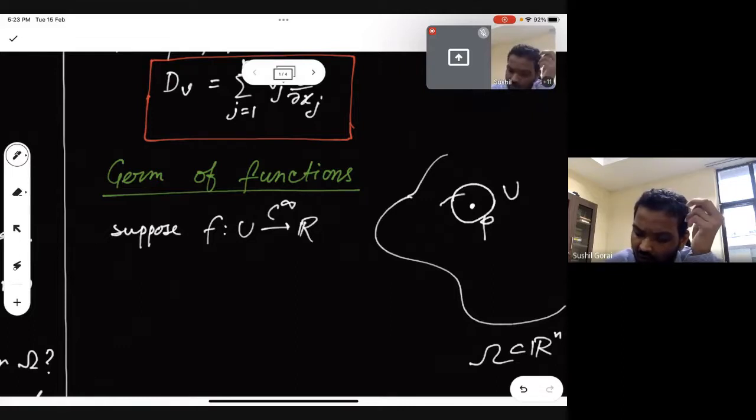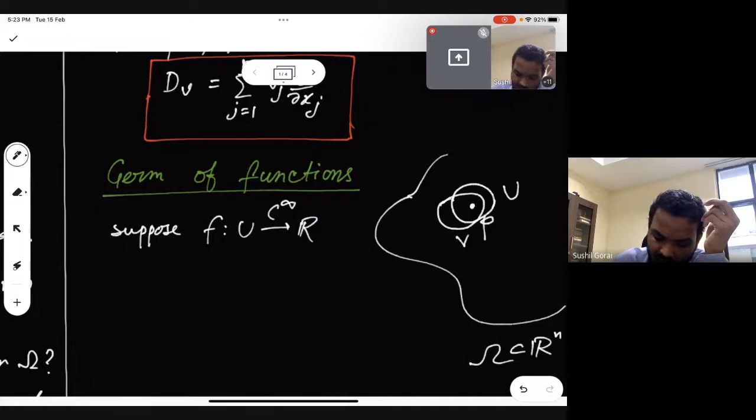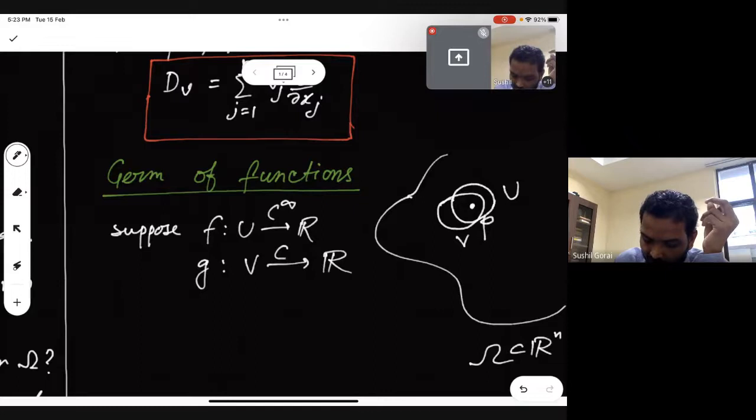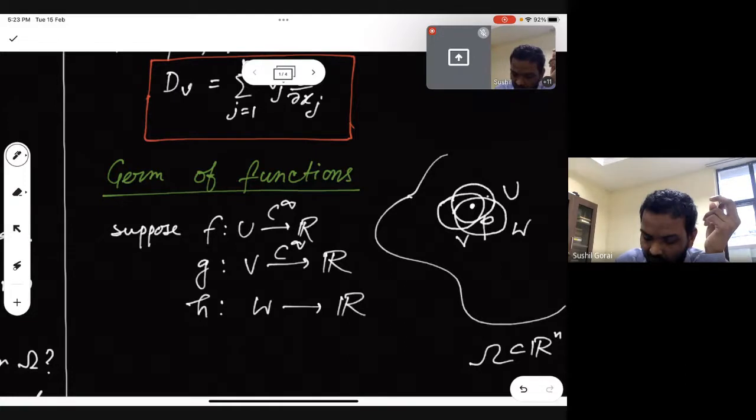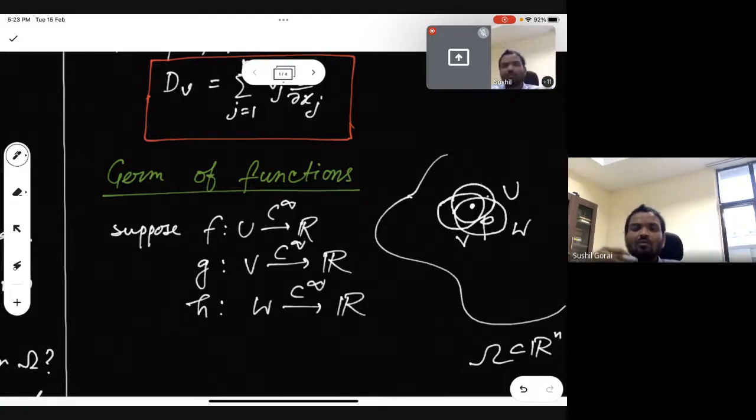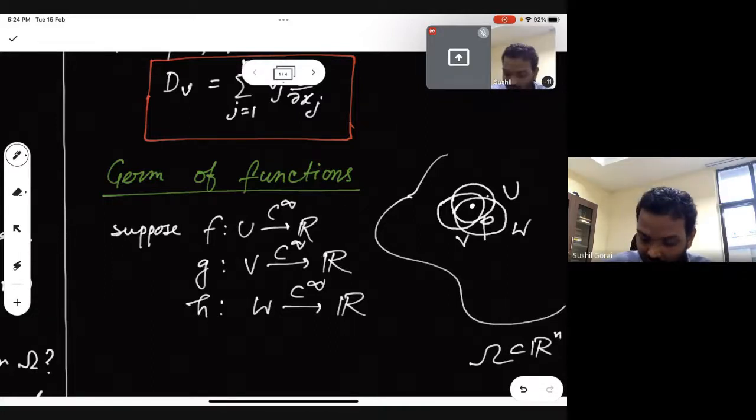You can consider another neighborhood, let's say V. So g might be defined on V to R, C infinity. You can consider another one, call it W, so h defined from W to R, C infinity. We want to combine all these functions, but the neighborhoods are varying, right? And that is the reason the concept of germ of a function comes into play, which is an equivalence class of functions.